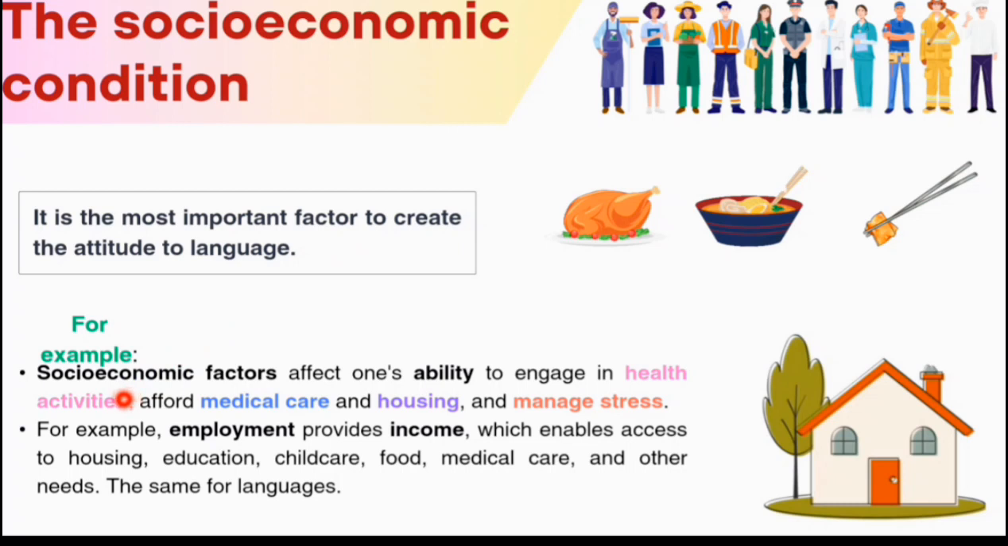Socioeconomic factors affect one's ability to engage in health activities, medical care, housing, and managing stress. For example, employment provides income, which enables access to housing, education, childcare, food, medical care, and other needs. Same for language. As I have told you previously, it depends on the ability to develop what you have.